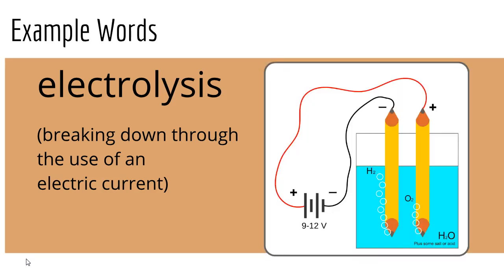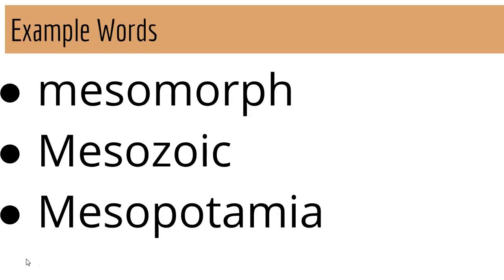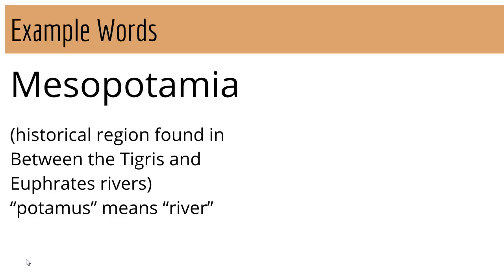You can see the little picture of the battery here. It kind of shows how that works. The next stem is meso. Meso means middle, in words like mesomorph, Mesozoic, or Mesopotamia. We're going to look at the word Mesopotamia.